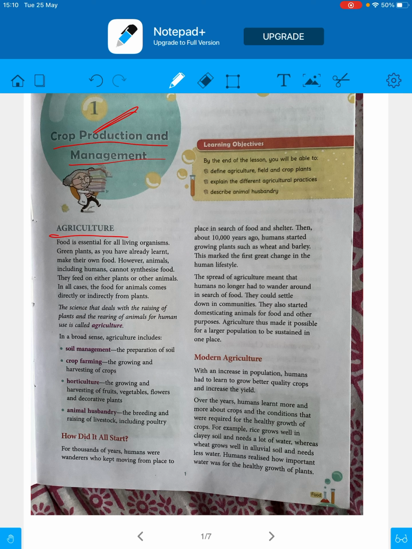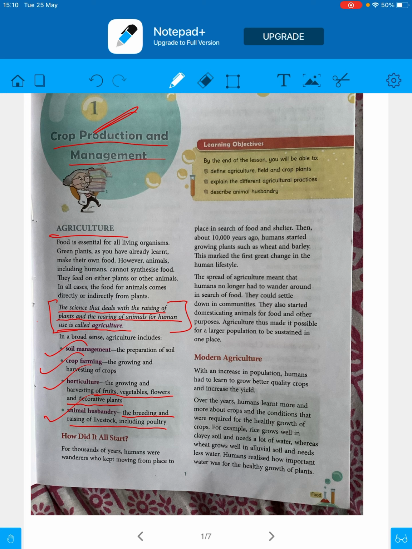What is agriculture? The science that deals with the raising of plants and rearing of animals for human use is known as agriculture. So this is the definition of agriculture. Okay. There we have learned about soil management, which is the preparing of the soil. Crop farming, that is growing and harvesting of crops. Horticulture, it means the growing and harvesting of fruit, vegetables, flowers and decorative plants. And animal husbandry, which is the breeding and raising of livestock including poultry.